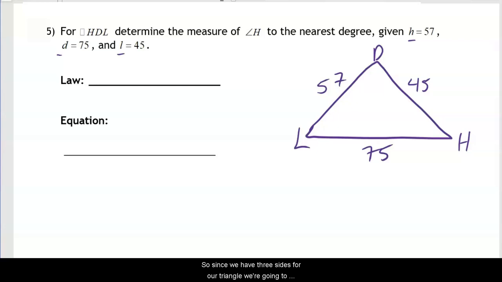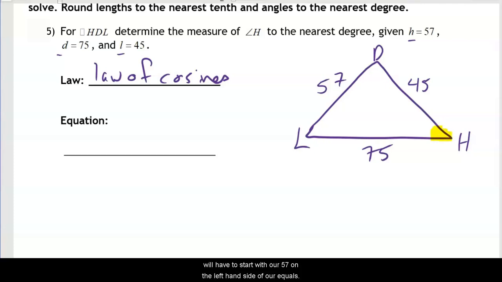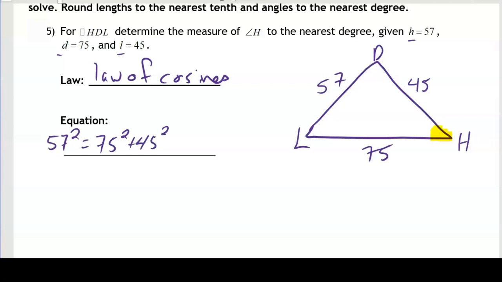So since we have three sides for our triangle, we're going to have to use the law of cosines. Our equation, since we are looking for angle H, we'll have to start with our 57 on the left-hand side of our equal sign. So we will have 57 squared equals 75 squared plus 45 squared minus 2 times 75 times 45 times the cosine of H.